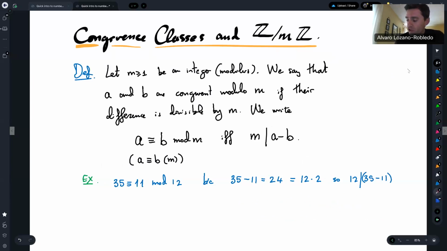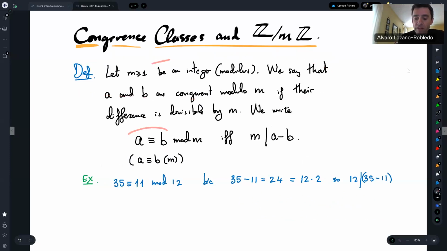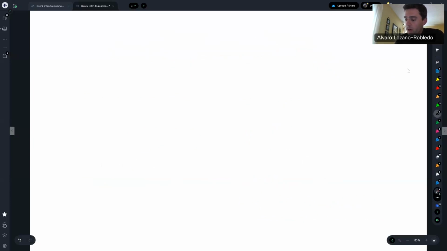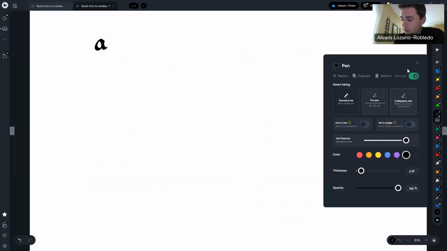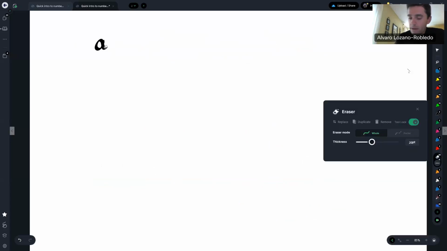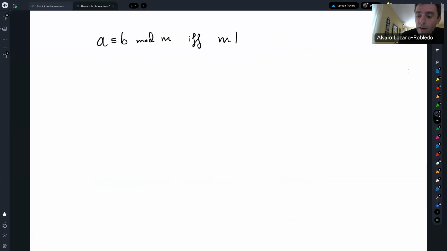So just as a reminder, this is how we defined congruences. We say that A is congruent to B modulo M if M divides their difference, M divides A minus B. So let me repeat this here. We say that A is congruent to B modulo M if and only if M divides their difference.